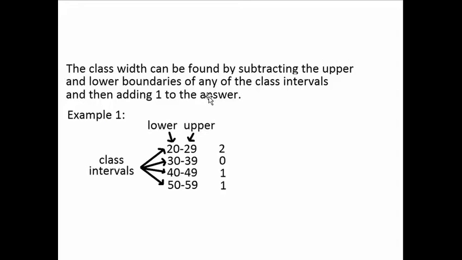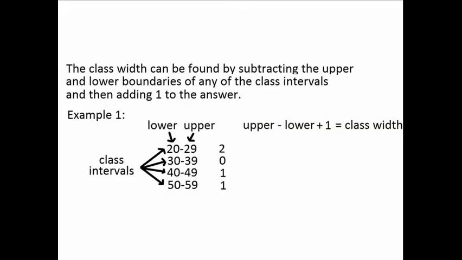So I said that to get the class width of the table, you have to pick a certain class interval. You can pick any class interval you want to. I might decide to pick 20 to 29 as my class interval. Then I subtract the upper number of the interval by the lower number of the interval, and I add 1 to my answer.